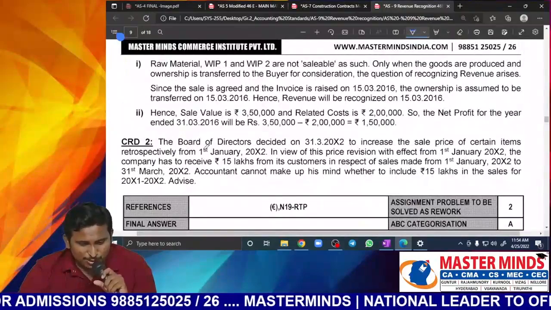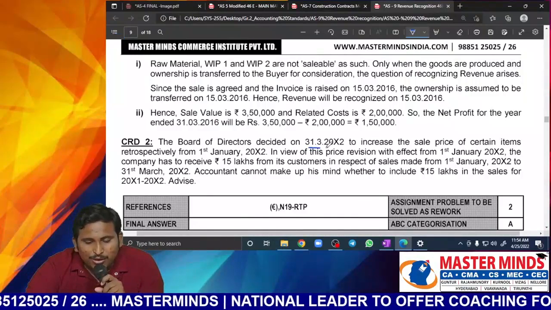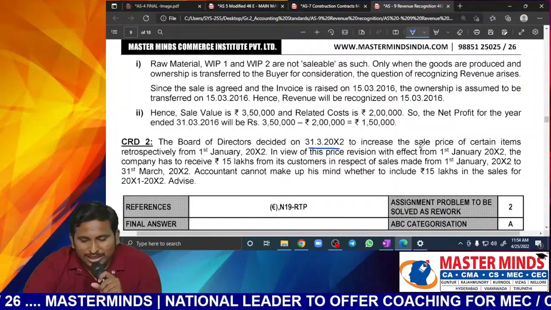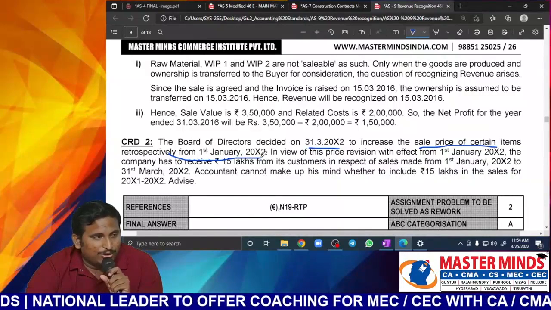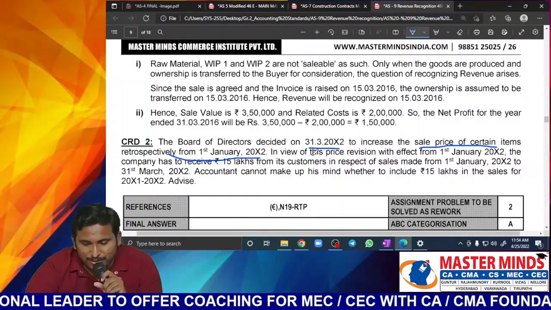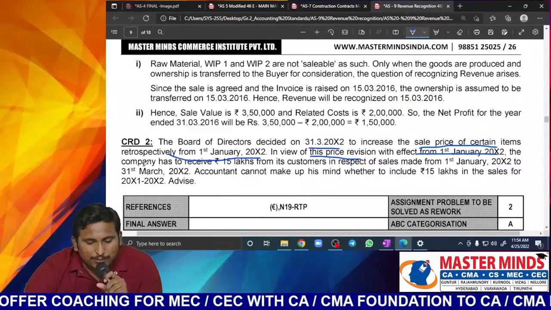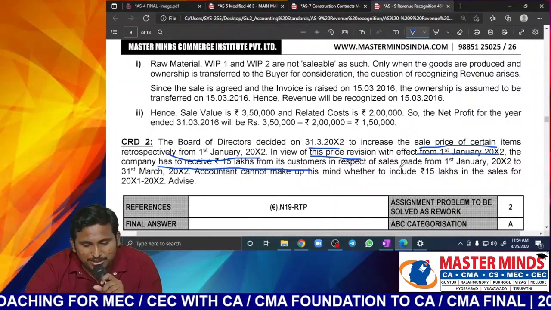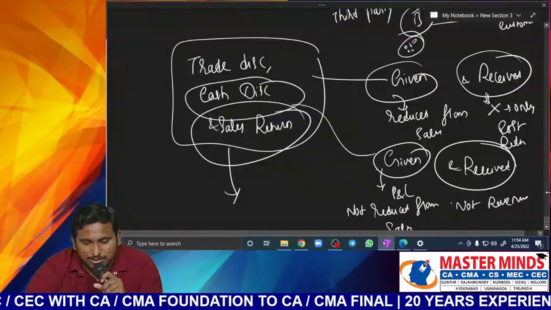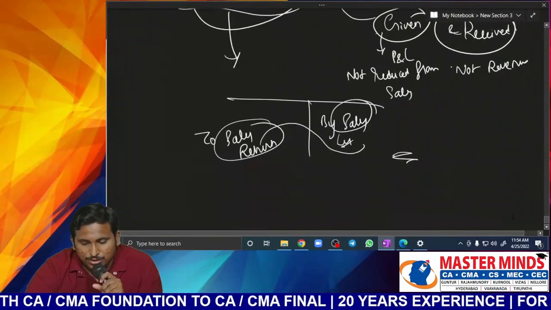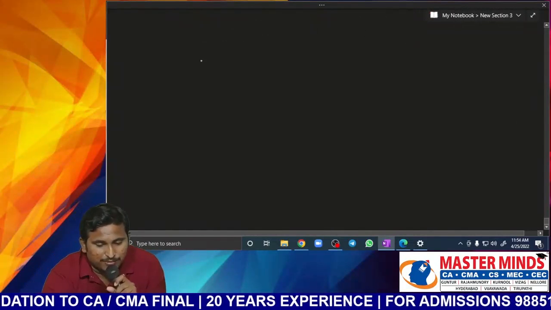Question number 2. Usually in this question confusion will be there. Let me read it. The board of directors decided on 31st March 2012 to increase the sale price of certain items retrospectively from 1st January. He decided to increase the sale price retrospectively. In view of this price revision, with effect from 1st January 2012, the company has to receive 15 lakhs from its customers in respect of the sales from 1st January to 31st March. Please observe, there is a company which is increasing the prices on a retrospective basis, of course from the last 3 months.